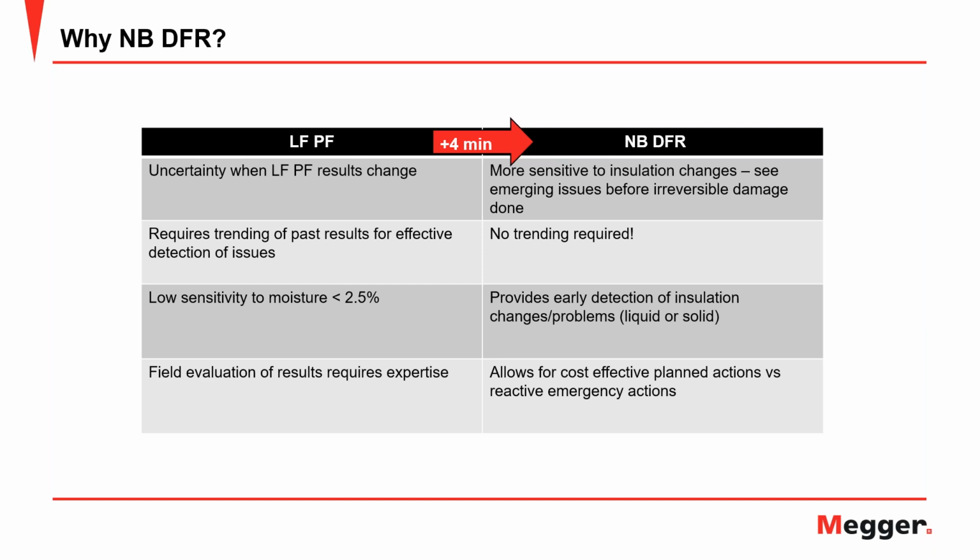All the uncertainty that you will have with your line frequency power factor because of the changes, if it changed, you don't know if it is because the liquid insulation has a problem or the solid insulation has a problem. You don't know where the problem is. You know that the power factor changed. But narrowband is more sensitive to these insulation changes. And sometimes, especially, we have seen that line frequency may not have changed to a level that you would suspect any potential damage going on inside your bushing. Narrowband going to 1 hertz gives you that sensitivity.